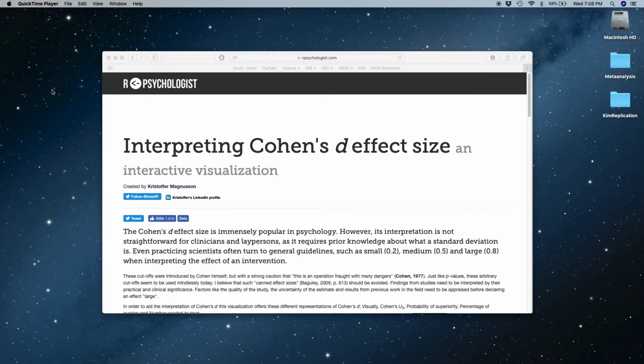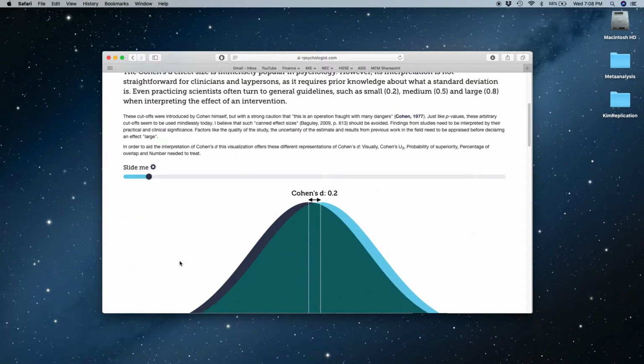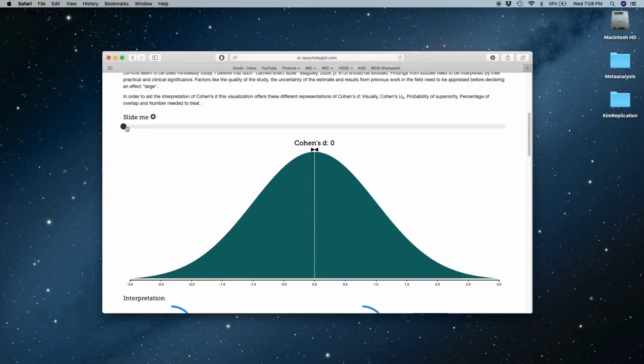In this video, I want to talk about some ways to visualize effect size. There's this great visualizer online at this website, Our Psychologist, which I'll put a link to in the description, that has a visualization of Cohen's D, an interactive visualization. What you can do is slide this slider here and it will show you, in terms of two overlapping normal distributions, what Cohen's D actually looks like.